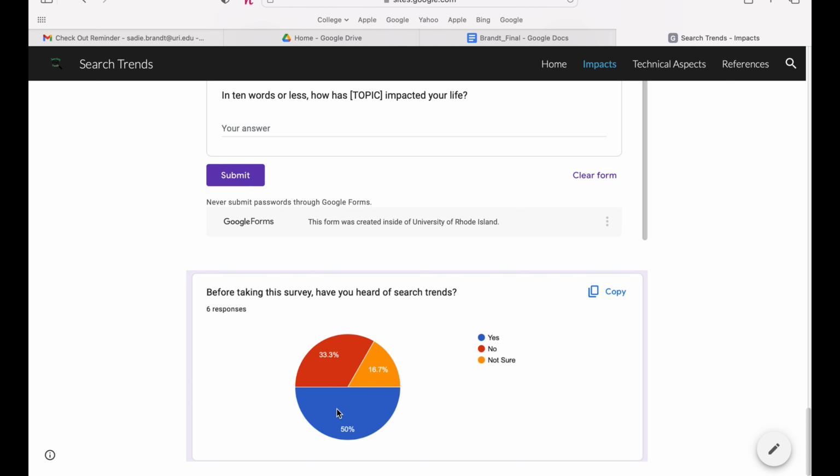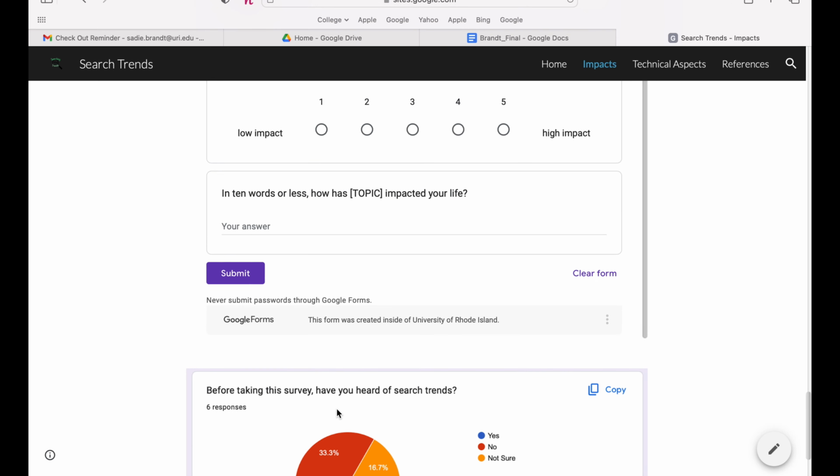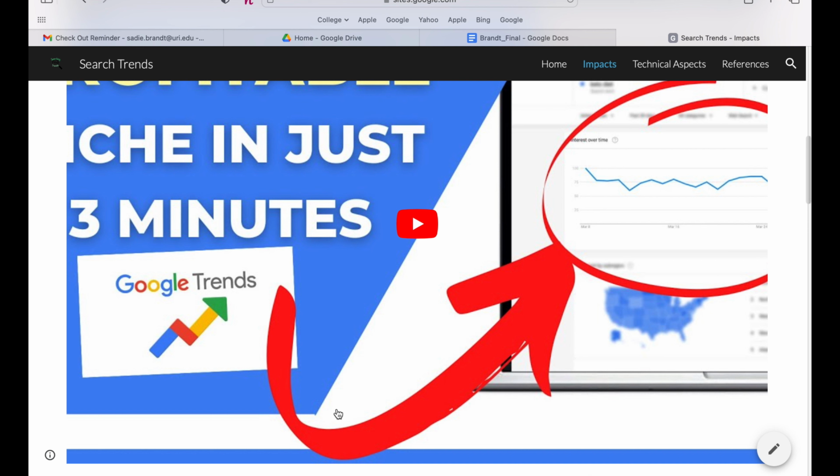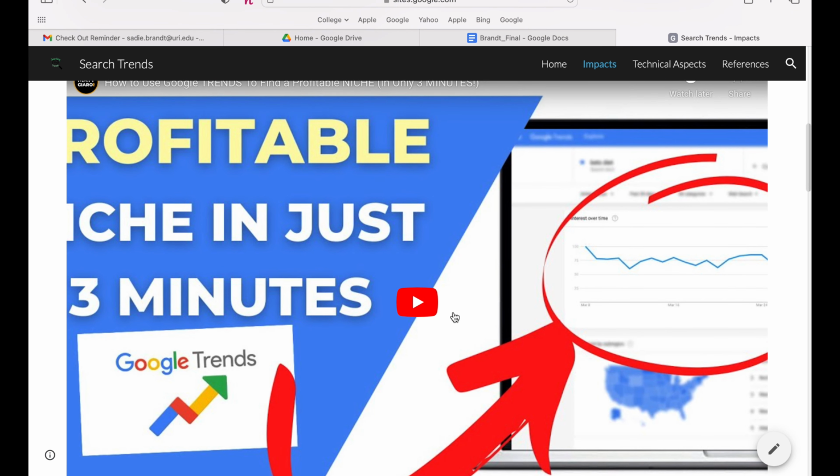So the video, we already talked about it, but search trends, it's helping people make money and it's helping people find areas to make money.